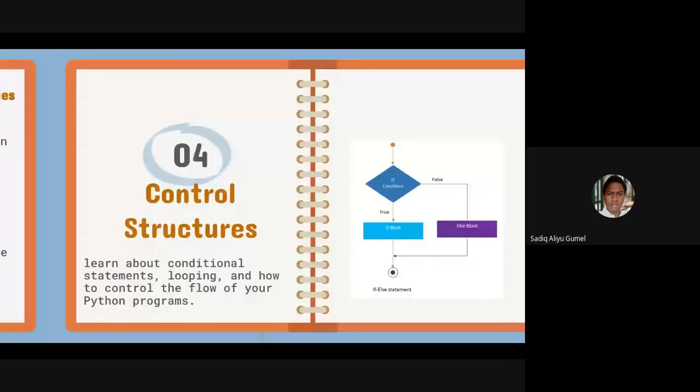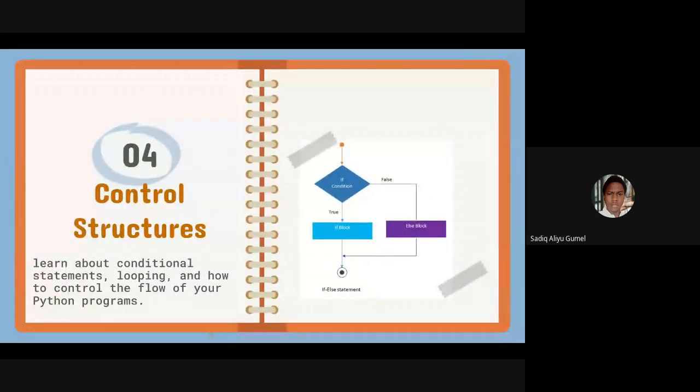So we will move on to chapter 4, which is control structures. We will learn how conditional statements work, looping, and also how to control the flow in our code to make an effective decision.